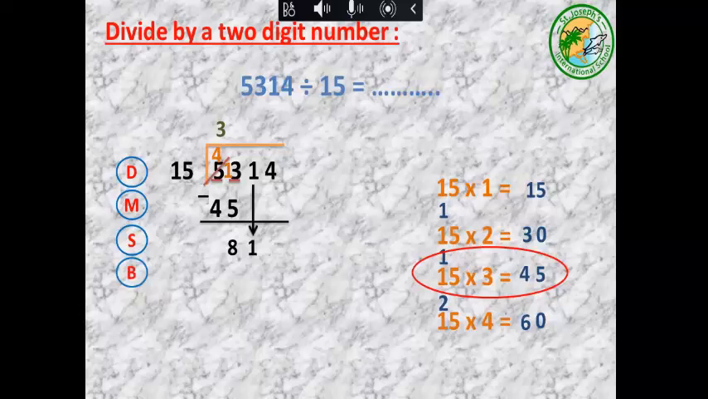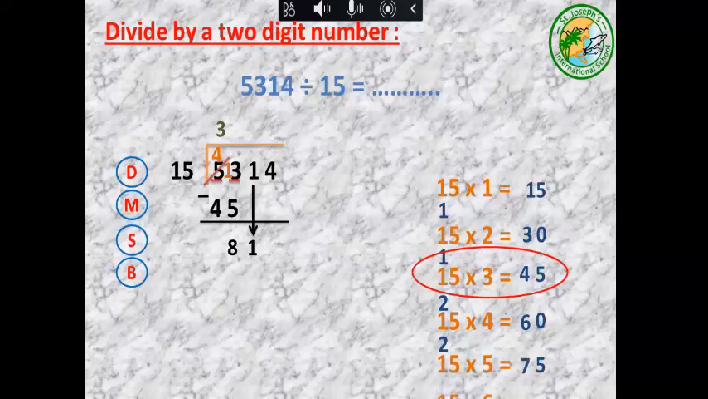I will repeat my rules, my steps one more time. 81 divided by 15. So I will search in table 15 to find 81 or the nearest number to 81. 15 times 5: 5 times 5 equals 25, write 5 and carry up 2. 5 times 1 equals 5, plus 2 equals 7.